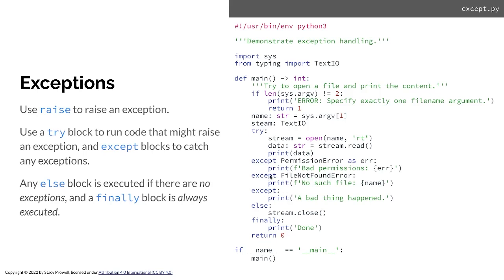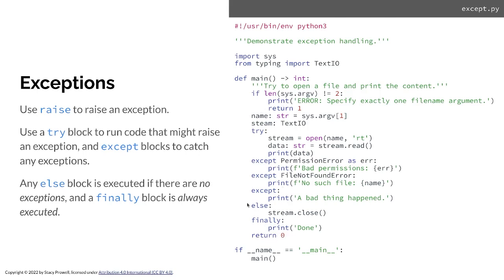And if none of these exceptions catches, I can have an else. In this case, I'll use else to close the stream. And I can guarantee that at the end, a finally will run. If nothing else takes me out of the program, this finally will run, and it will print done, and then I'll return 0. So try, except, else, and finally is a pretty comprehensive way to deal with this.